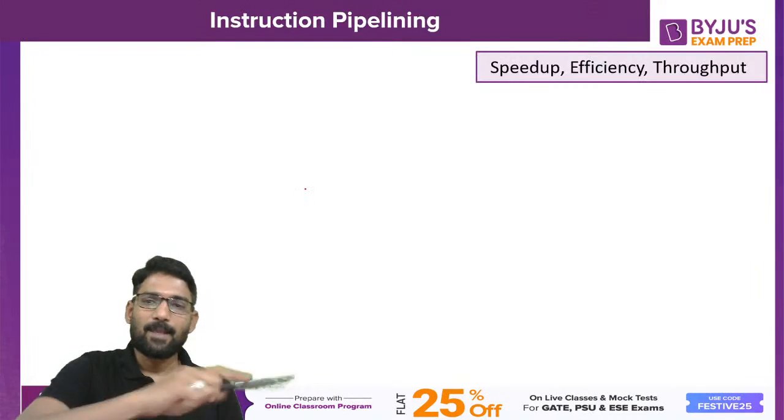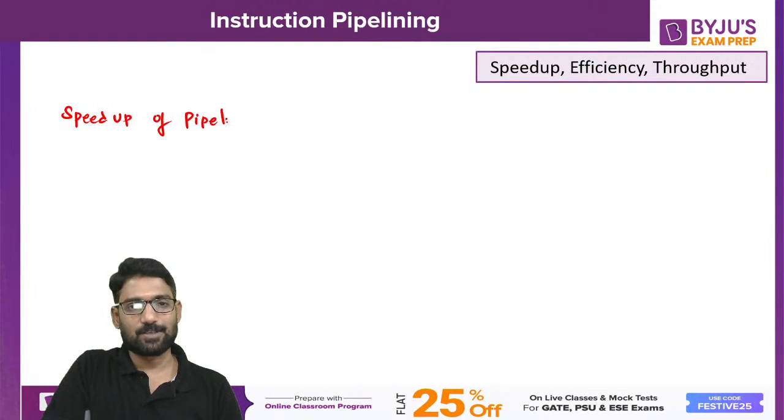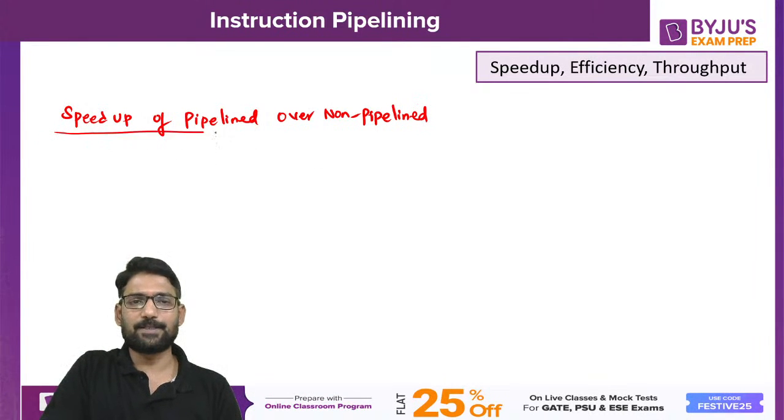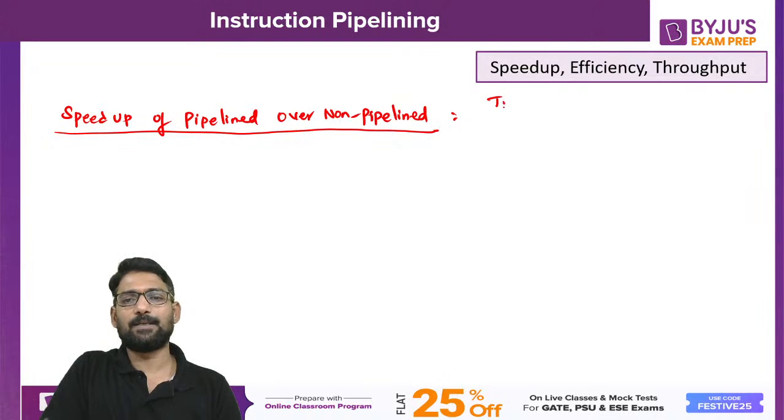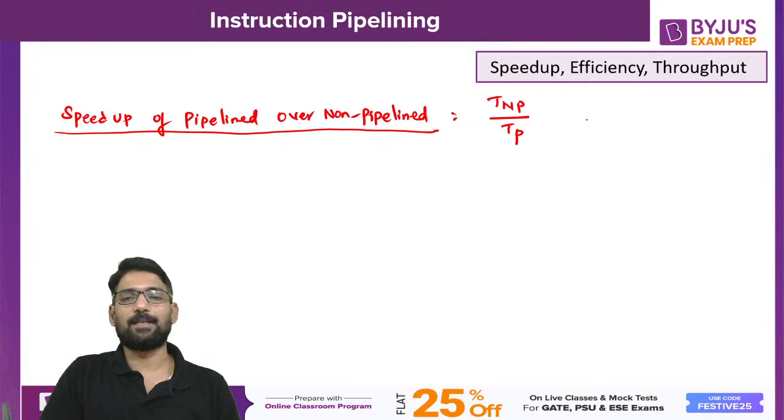Okay. Now, how can you calculate the speed up of a pipelined processor over a non-pipelined processor? Definitely speed will be increased if you follow pipeline mode. So how do you calculate it? We know only time. We don't know the speed of pipeline or non-pipeline. But we know speed is inversely proportional to time. Hence, we can just take the reverse ratio.